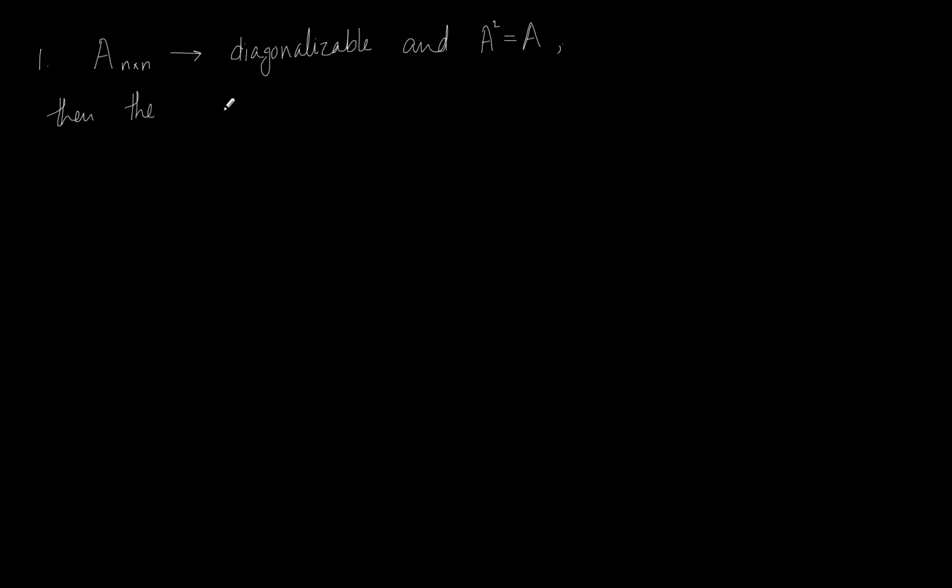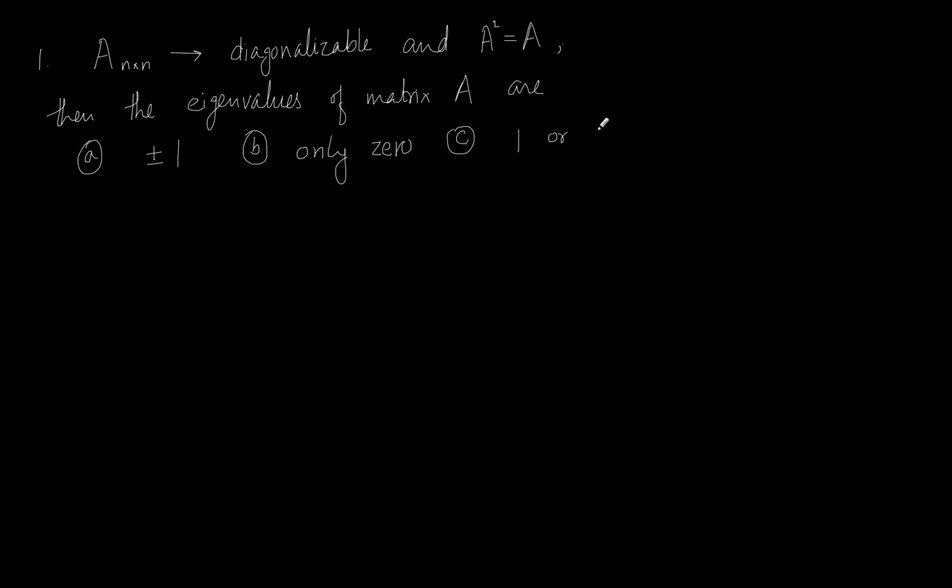Then the eigenvalues of matrix A are, the options. A is plus minus 1, B only 0, C 1 or 0, and the last option is none of the above. Okay, so we have to solve this question.